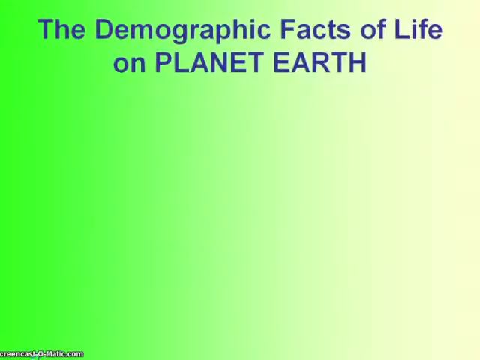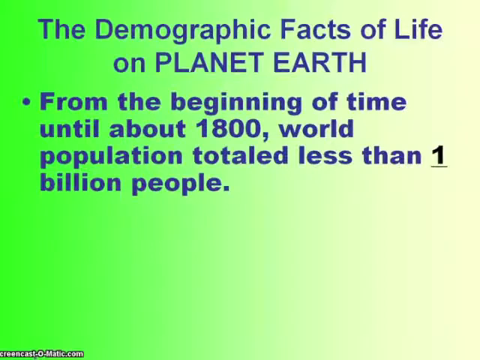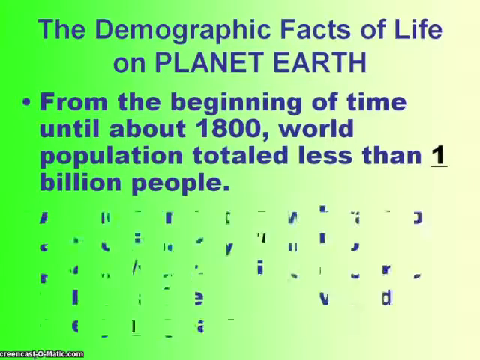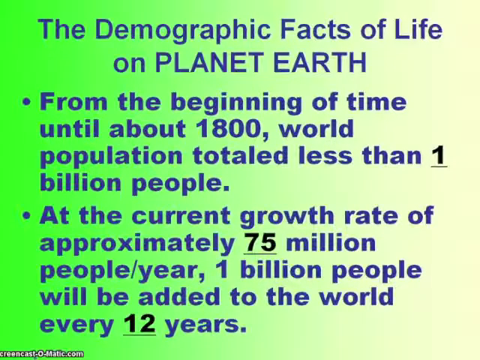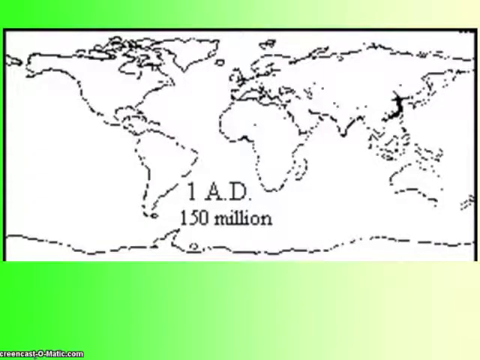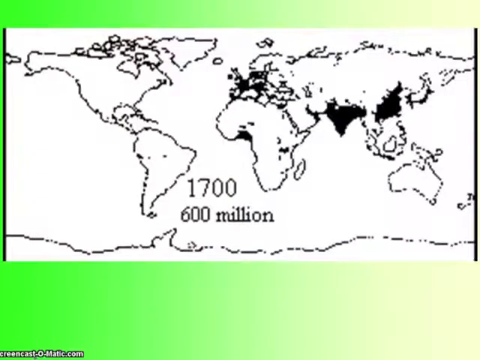So what's the demographic facts of life here on a planet? One, from the beginning of time until about 1800, world population total less than 1 billion people. And from that time on, it's grown tremendously fast. At the current growth rate of approximately 75 million people per year, 1 billion people will be added to the world every 12 years.